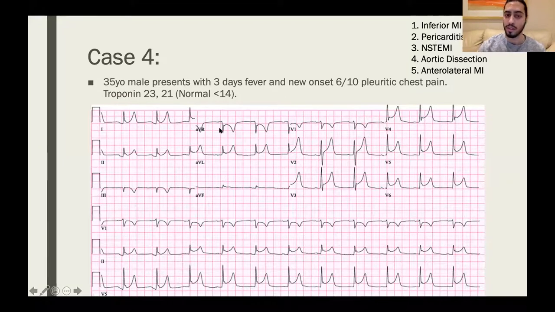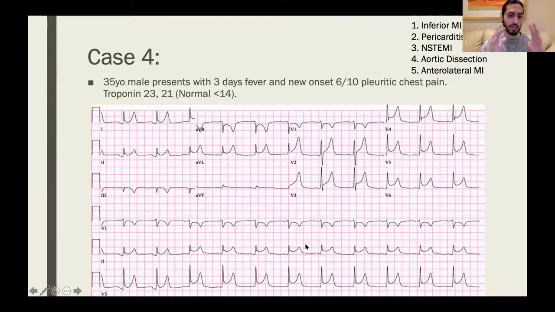There's a couple of leads where you don't see it, but in AVR, it's also technically above the baseline because remember, we're looking at the right side of the heart, so it's all flipped over for that lead. V2 and V1 are the only ones where we're thinking, what's happening there? But the majority of the leads show wide diffuse ST elevation. When you see that, you've got to think of two things. Is it acute pericarditis? Or is this person having a huge main stem ST elevation MI?